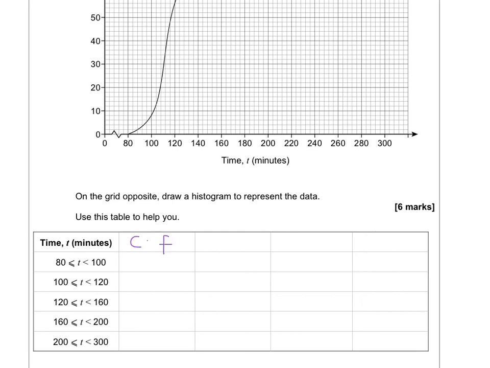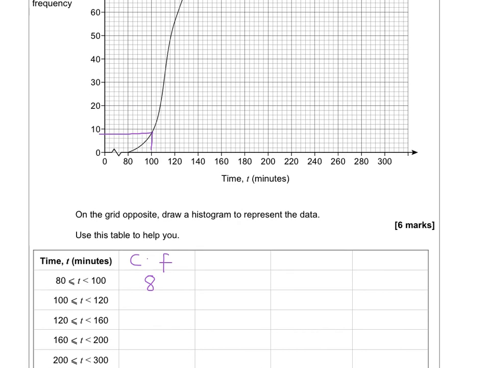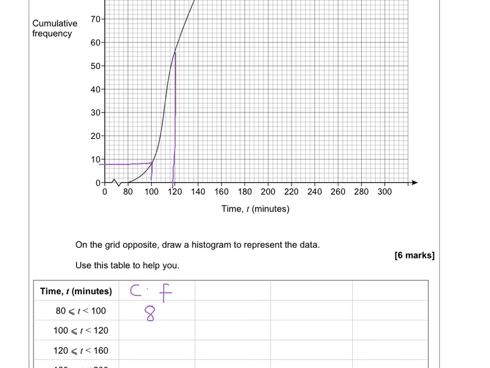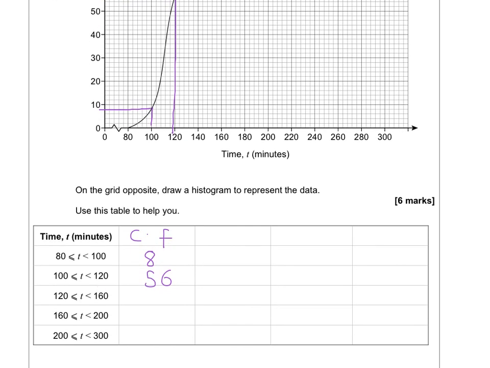So, going up to 100, we can read off that the cumulative frequency from there would be 8. Going up to 120, we can then read off that cumulative frequency as well, which gives us 56, and we can continue to read off all of the cumulative frequencies for each of these upper boundaries. So look up 160, 200 and 300, and the cumulative frequencies are 100, 110 and 120.